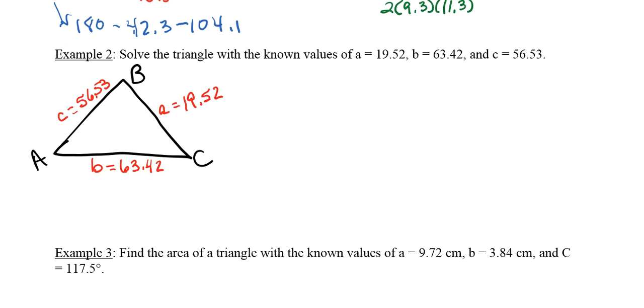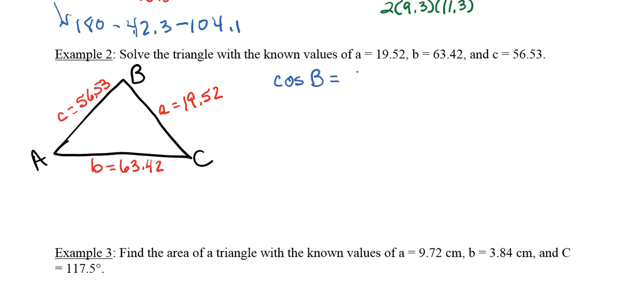This time I'm looking for all the angles, and to stay away from what's called the ambiguous situation, which is there's more than one option, always try and find the largest angle first. So I'm looking for the largest side. Side B is the largest side, which means angle B would be the largest angle. So I'm going to do angle B first. Well, that is what we did in the last one.